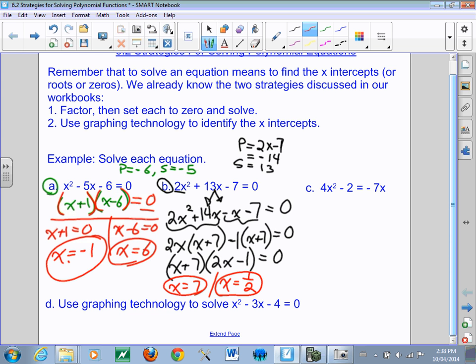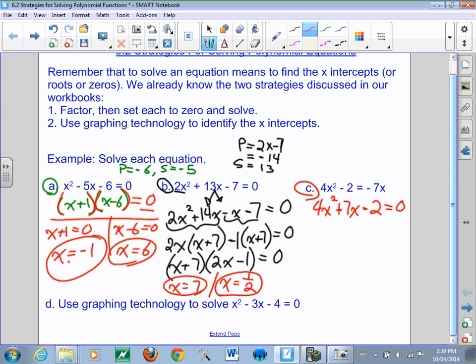Okay, last one, C. C looks a little funny because it's not correctly in the form of a trinomial. So what we need to do is put all terms on one side to get one side equal to 0. Since the squared term is positive over here, it's going to stay there. I'm going to take the negative bx, come over, and make it a positive, and then minus c equals 0, just so it's in standard form, guys.